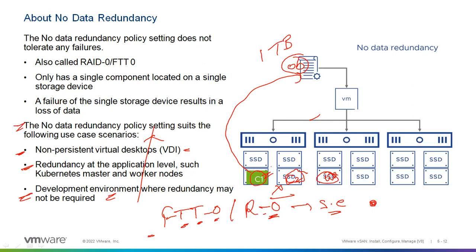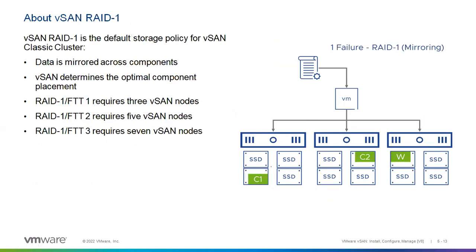Are we good so far? Yes, sir. All right. Now let's understand the next level of policy, that is RAID 1. But within RAID 1, we have different levels of FTT, that is, failures to tolerate.